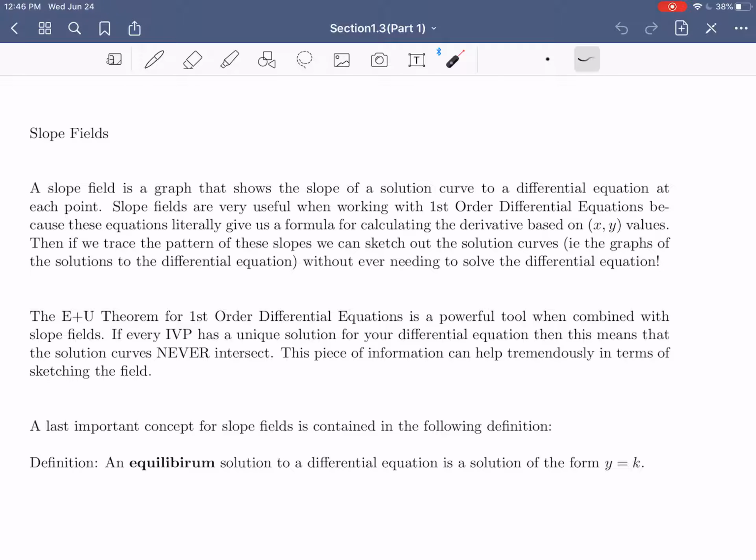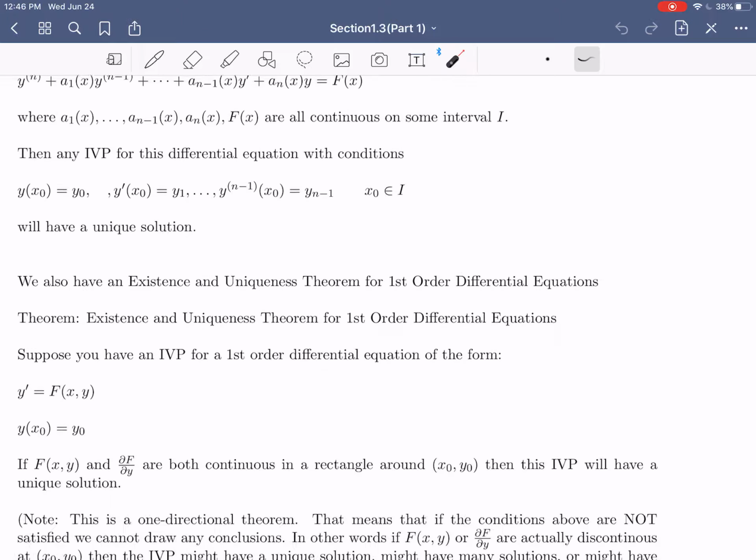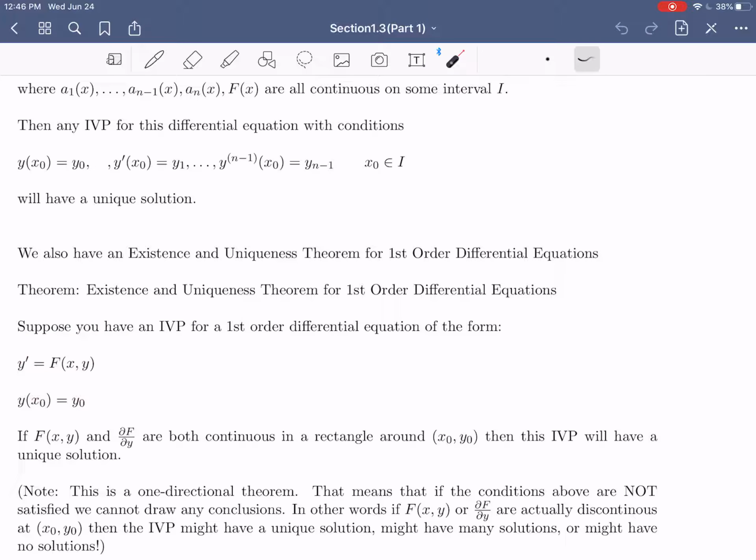Now that might sound like a lot of work trying to draw all these slopes, but it turns out that they're very useful and very easy to construct, because a first order differential equation is literally a formula that allows you to calculate the derivative based on x and y. When we write out a first order differential equation in this format, it's telling us the derivative based on x and y. So if we pick a particular xy coordinate and plug into whatever the function is over here, that'll tell us the derivative at that point.